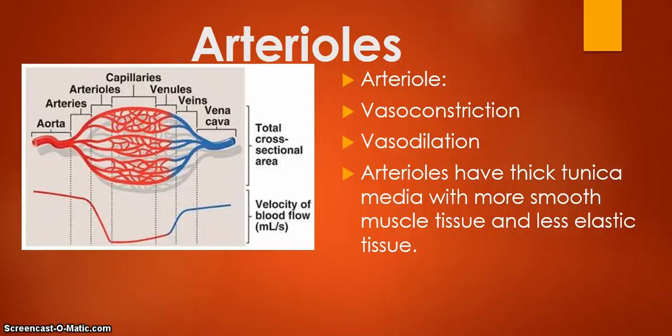Vasoconstriction occurs when the arterioles contract, decreasing blood flow to the tissues. An example of this is when you turn pale in a state of fear. Vasodilation occurs when the arterioles dilate, increasing blood flow to the tissues, sorry if I said that wrong. An example of this is blushing in a state of nervousness.